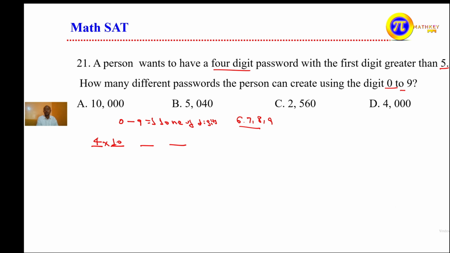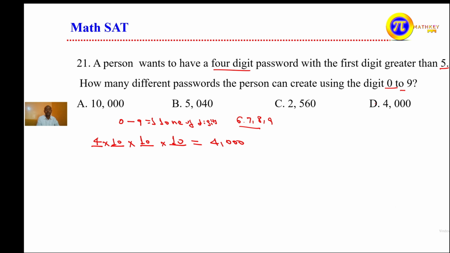As the second case we have 10 options, since digits may be repeated. The next one also has 10 options, and the next also has 10 options. The possibility is the product of them: 4 times 10 is 40, 40 times 10 is 400, and 400 times 10 is 4,000 options. So the different passwords the person can create using the digits 0 to 9 is 4,000.